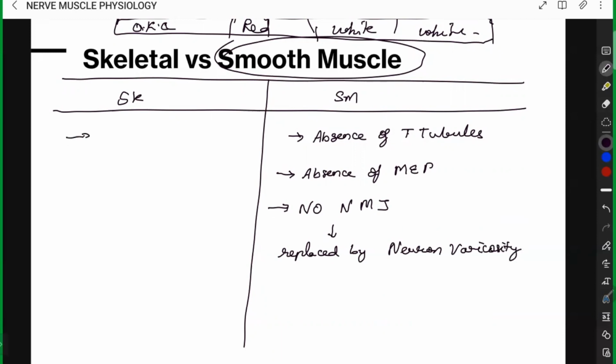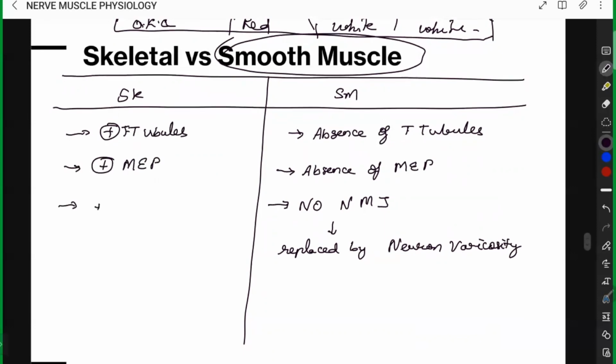So for skeletal muscle, first, there is a presence of T tubules. Number 2, there is a presence of motor end plate. Number 3, there is a presence of neuromuscular junction.